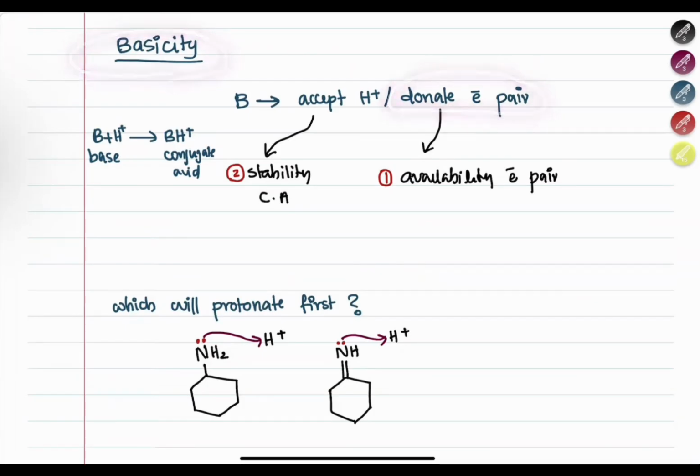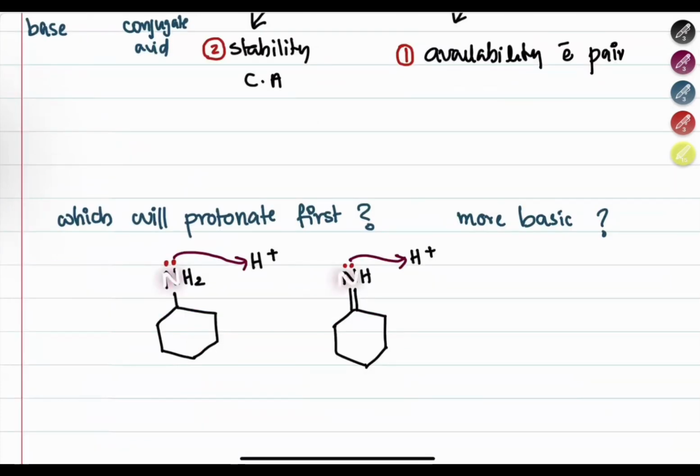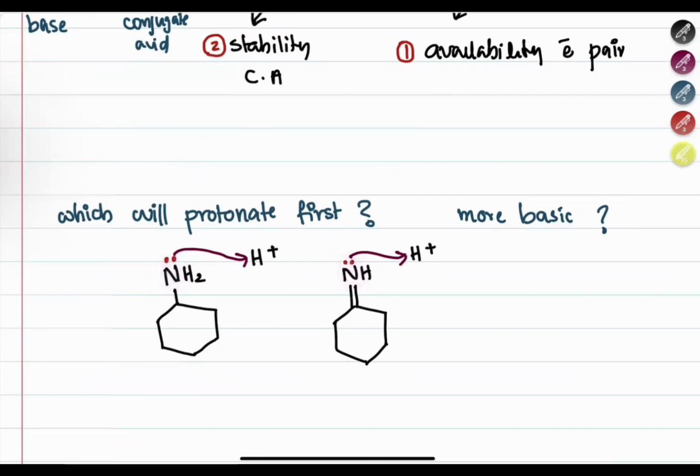So here nitrogen, as you can see, is donating its electron pair. So both these molecules are basic. And the question is, which will protonate first? That means which molecule is more basic? That is the question. Here both are nitrogen, and in both we can see a lone pair. The only difference is that in the first molecule we can see 3 sigma bonds on nitrogen. That means it is sp3 hybridized. In the second molecule we can see a double bond on nitrogen. That means it is sp2 hybridized.